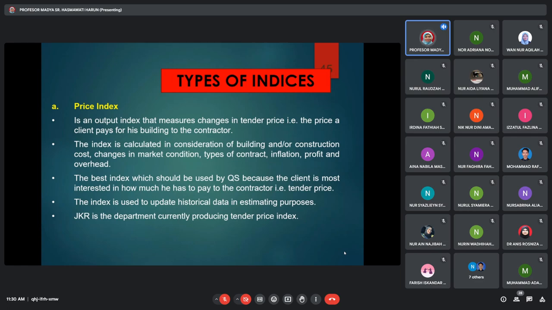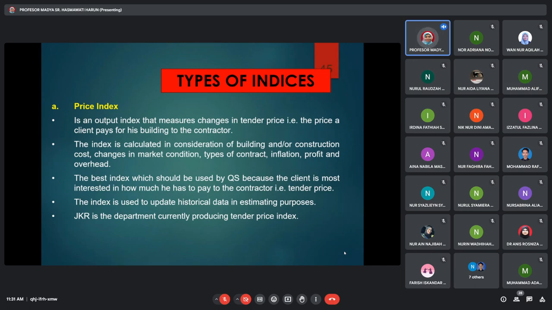Okay? So the index is calculated by considering building and construction costs, changes in market conditions, types of contract, inflation, profit and overhead. I did say that already to all of you. It is the best index which should be used by the QS, because the client is most interested in how much he has to pay the contractor, which is the standard price.